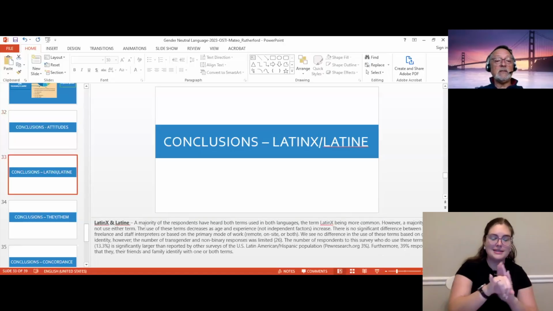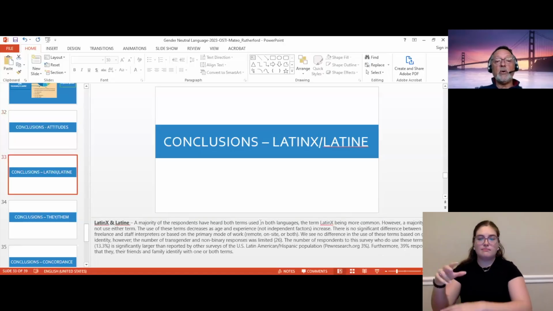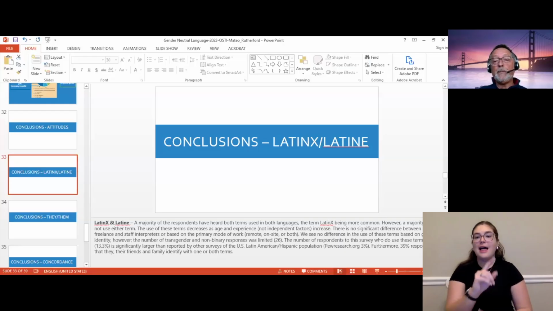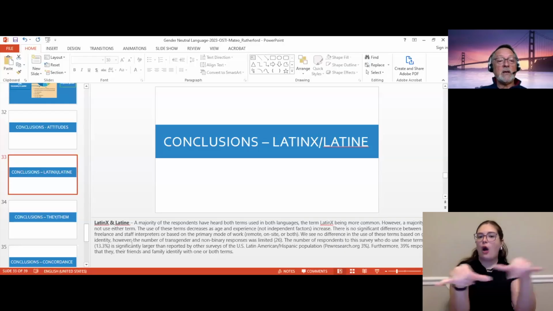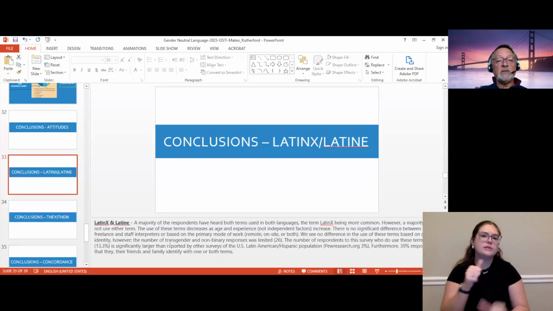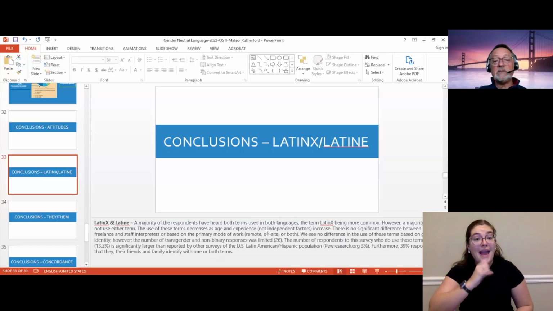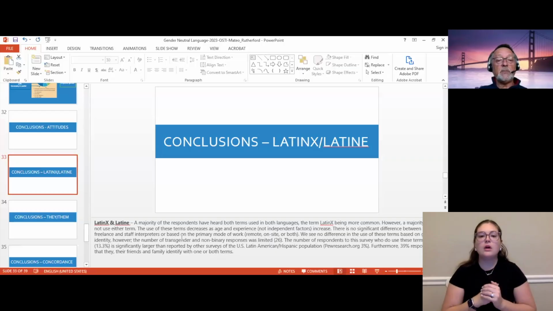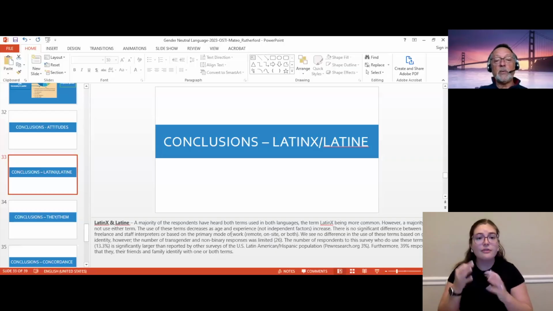Conclusions with Latinx and Latina: a majority of the respondents have heard both terms used in both languages. The term Latinx is the more common term. However, a majority do not use either term. The use of the terms decreases with age and experience, which again are not independent factors. And there's no significant difference between freelance or staff interpreters, or the mode of interpreting, or the work environment in terms of whether they use them or do not use them.